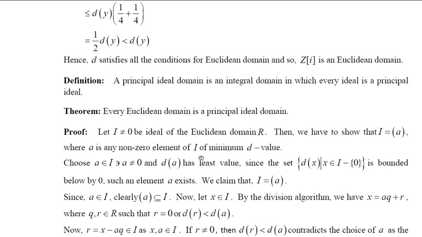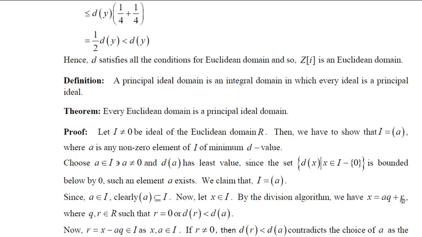But this says that a is the only element in I which has the least d value. So d(r) cannot be less than d(a). Therefore our assumption is wrong. That means r not equal to 0 is wrong. Therefore we are left with r equal to 0.